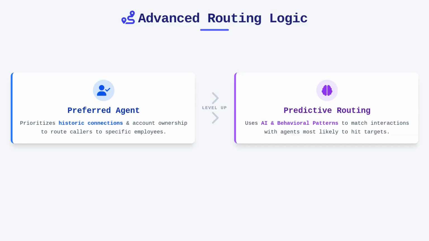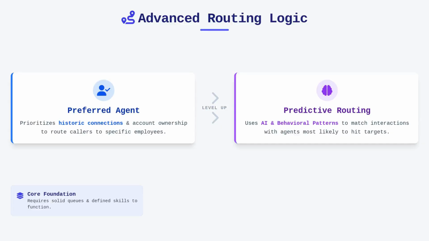Predictive routing takes this a step further by utilizing artificial intelligence to analyze historic performance data and behavioral patterns to predict the best outcome for a specific interaction. By evaluating thousands of potential matches, it assigns the interaction to the agent who is statistically most likely to achieve targets such as positive sentiment or short handle times.